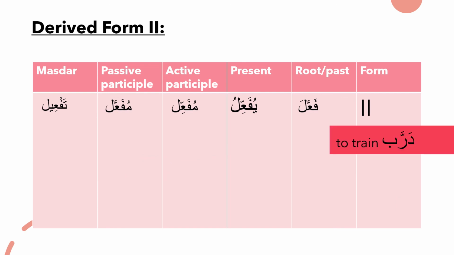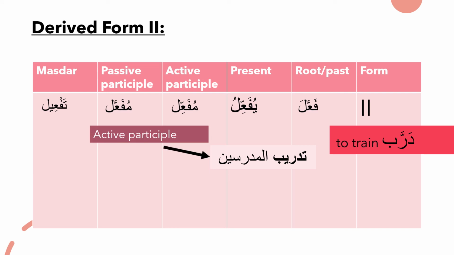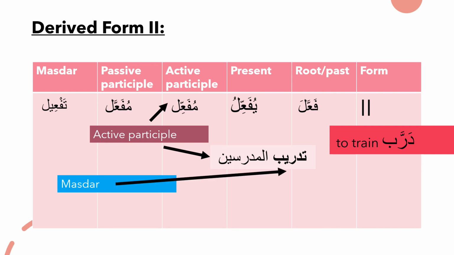This is a really useful verb to know. So darraba means to train. Again, if I want to say tadrib al-mudarrisin, then this is our active participle. So al-mudarris is obviously teacher. Mudarrisin is our sound plural for teachers. And then tadrib is another example of a maSdar. So that means training. So basically it's just like teacher training.